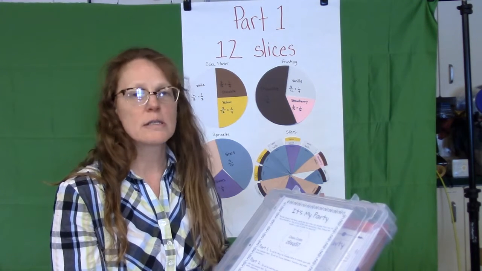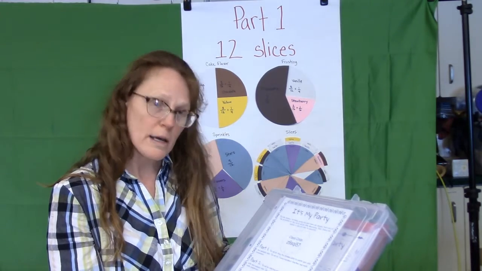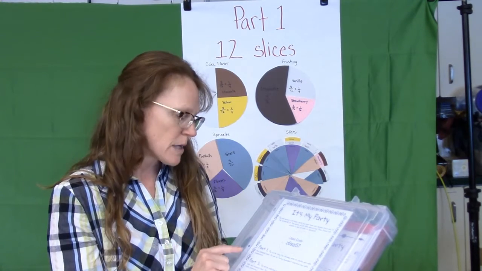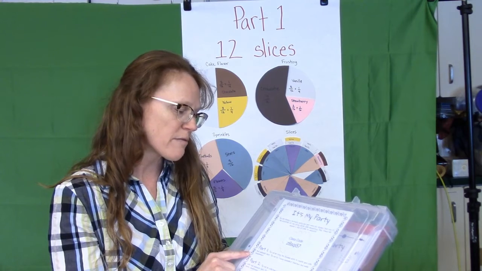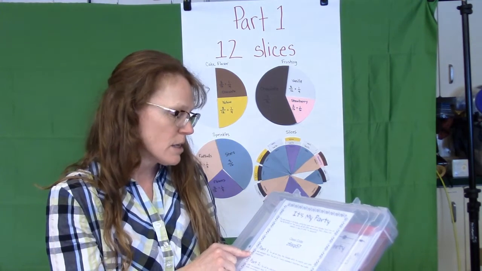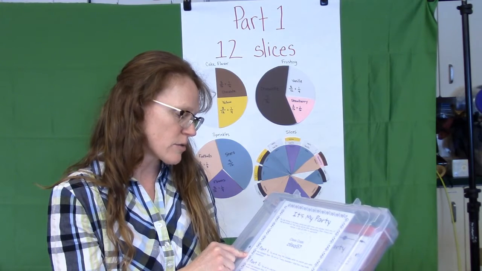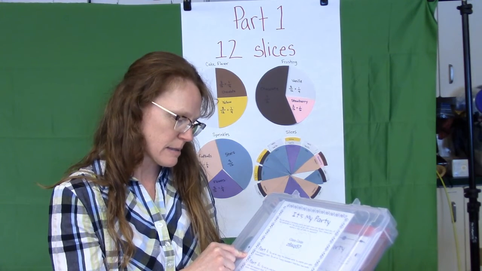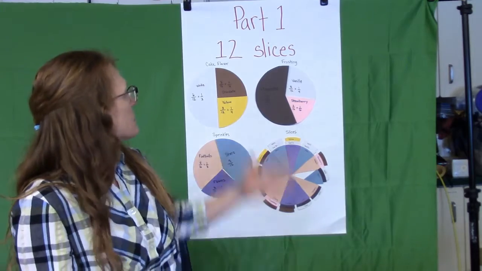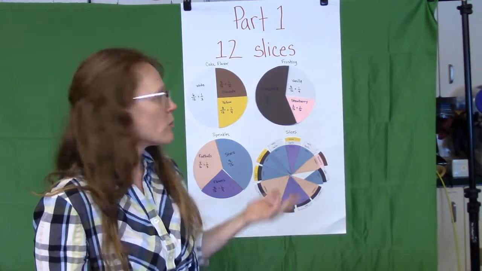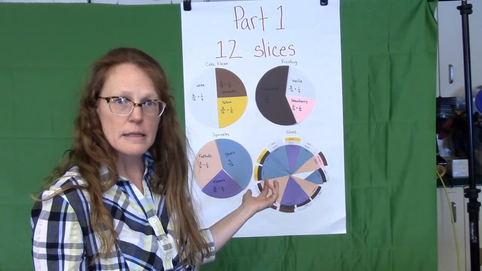So this project is in two parts. Part one, and there will be two videos. So this is the video for part one. In part one, you will be using the provided data, say it however you want, to create your cake and individual slices. You will be finding equivalent fractions and making comparisons. So this is the poster that I created for part one. Yours will look like this.